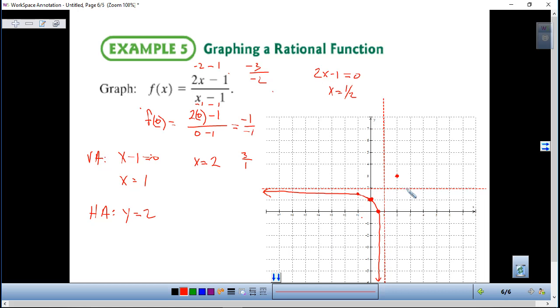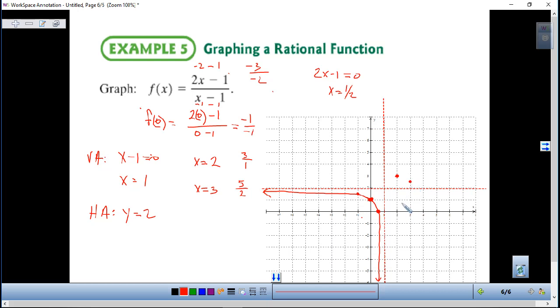Remember, it can pass that horizontal asymptote, so you still want another point. You need to get at least 2 points in each one of the groups. So let's go ahead and do 3. If we let x equal 3, we've got 2 times 3 minus 1, which gives me 5 on top. And 3 minus 1 gives me 2 on bottom, so that's going to be 2.5. So that's going to be right there.